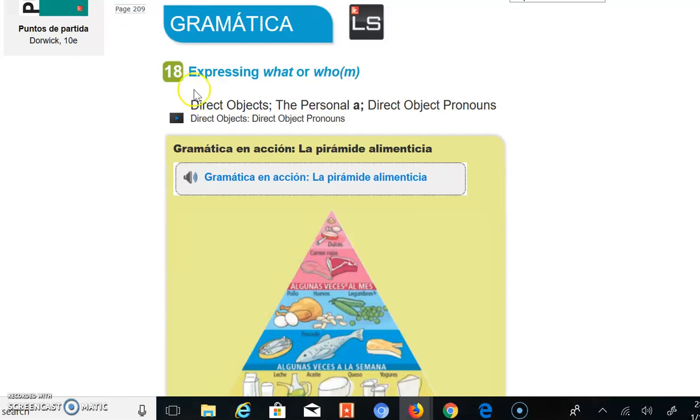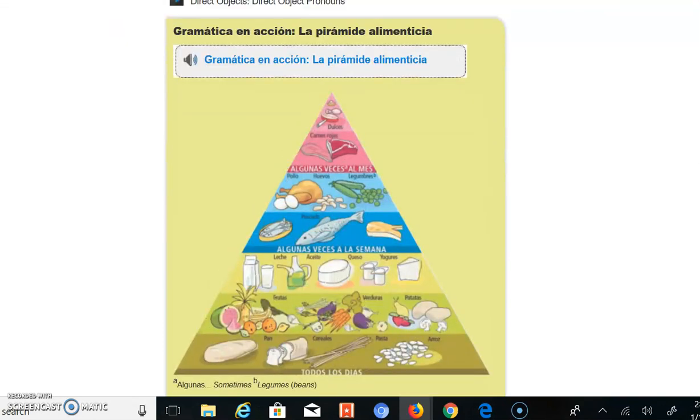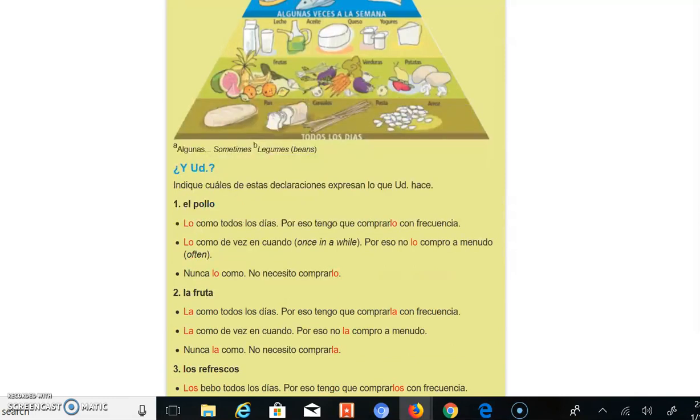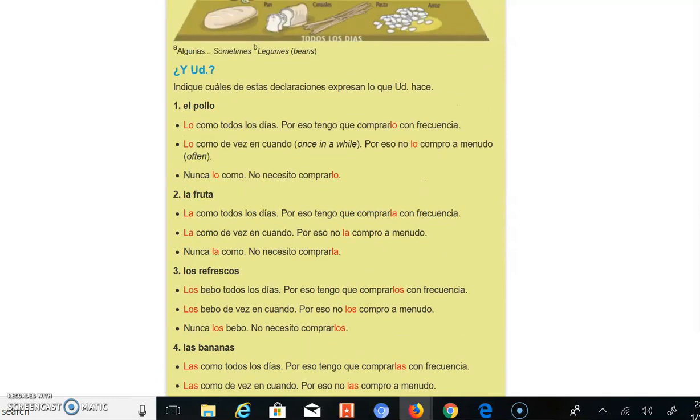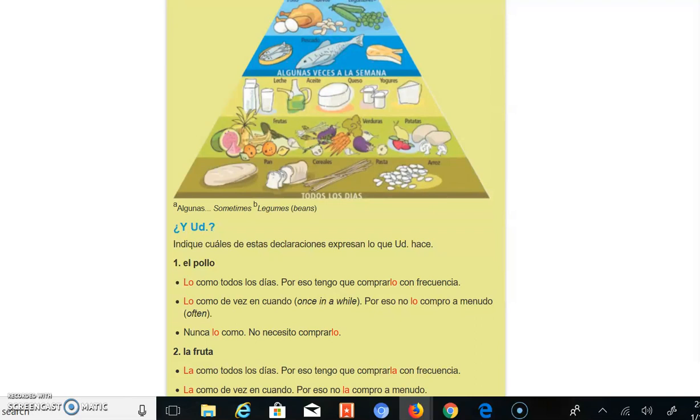In Chapter 7, we have Grammar Point 18 on direct objects and the use of an a, the personal a. The direct object pronouns are pronouns that are used in place of the object that they are representing. For example, in number 1 here, el pollo, the chicken, is a masculine singular noun, and so it would use lo for its direct object pronoun. If it is a feminine singular noun, it will use la for its pronoun, like la fruta.